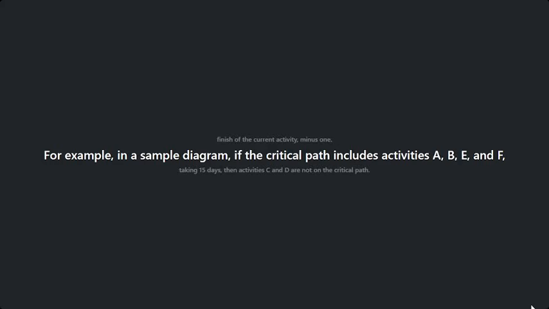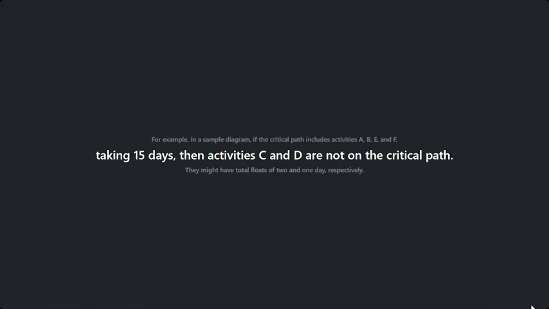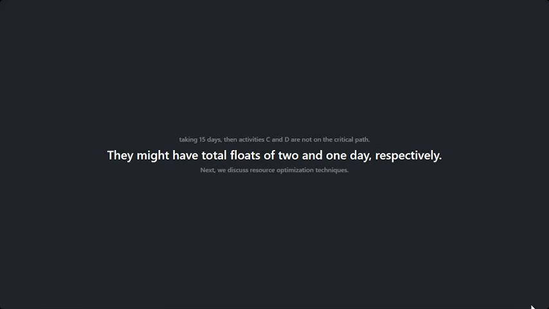For instance, in a sample diagram, if the critical path is activities A, B, E, and F taking 15 days, then activities C and D are not on the critical path. They might have total floats of 2 and 1 day, respectively.